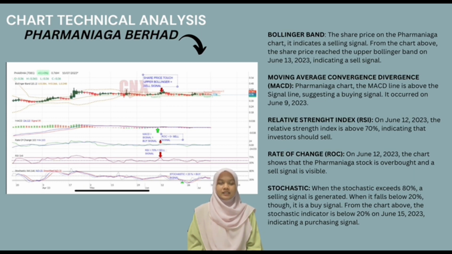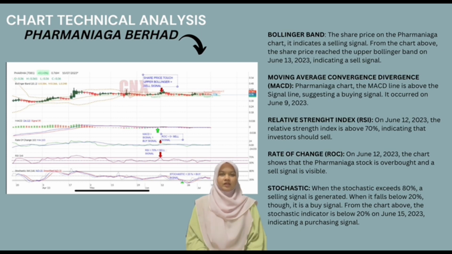Relative Strength Index, RSI, on June 12, 2023: the RSI is above 70% and it shows to sell. Rate of change on June 12, 2023: the Pharma-Niaga stock is overbought and a sell signal is visible. For stochastic, when the stochastic exceeds 80%, a selling signal is generated. When it falls below 20%, it is a buy signal. From the chart, the stochastic indicator was below 20% on June 15, 2023, indicating a purchasing signal.